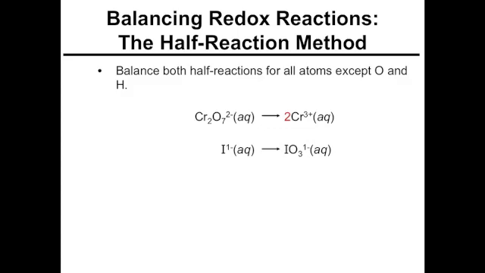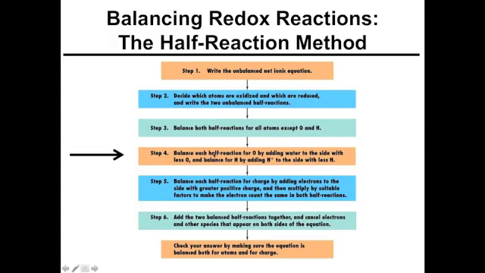Okay, so to balance the half reactions for everything except oxygen and hydrogen, we notice that we have two chromiums here, so we need to put a coefficient of 2 here to balance our chromiums. In this half reaction, our iodine, we have 1 here and 1 here. So our iodines are already balanced. We don't have to add anything. So let's move on to step 4. Step 4 says balance each half reaction for oxygens and hydrogens. We add water to the side that needs oxygen and hydrogen in the form of H+ to the side that needs hydrogens. So again, pause this, take a minute, and see if you can balance it.